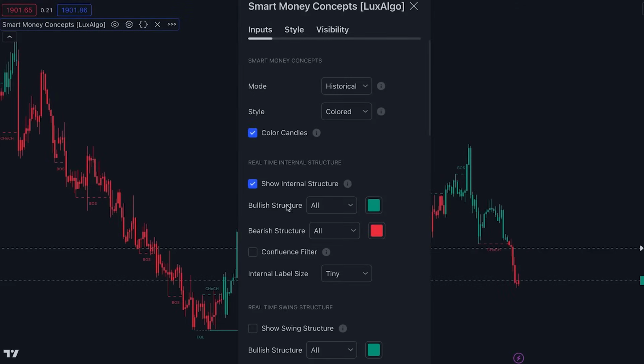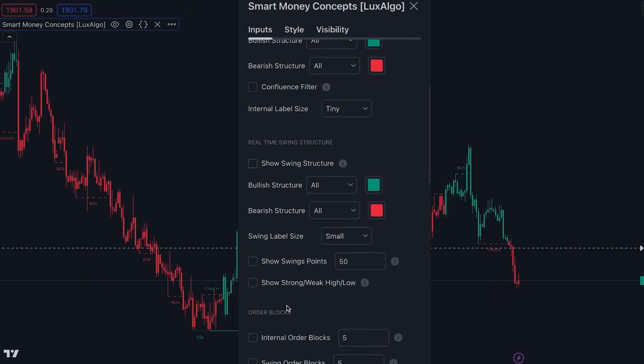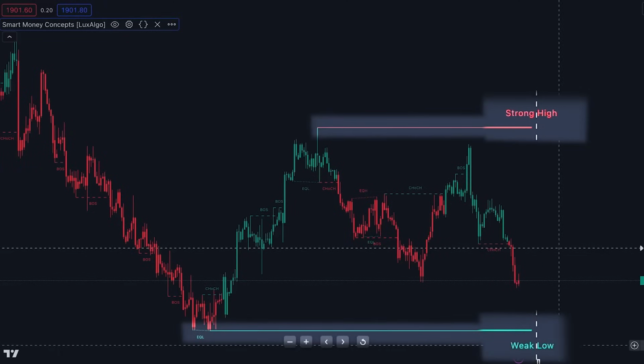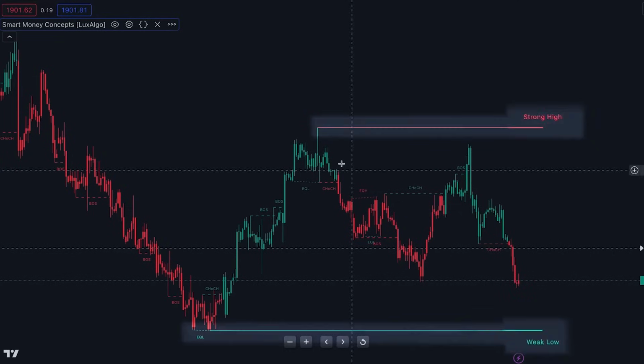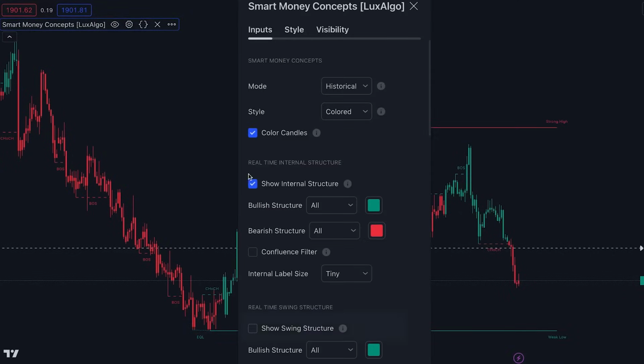Some additional features in the Smart Money Concepts indicator include the strong high and low feature. This will plot the swing high and low of the current market and let you know based on market structure which is strong and which level is weak.